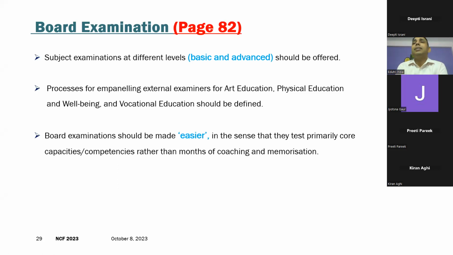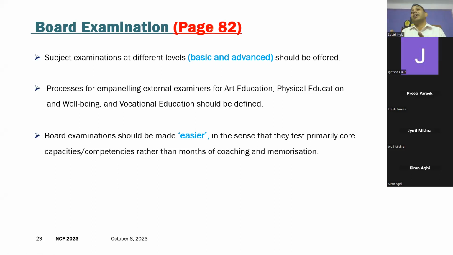Again, they are saying this is very important. For every subject, there will be 2 levels. You know, nowadays in mathematics, in class 10th, we have two mathematics. Can anyone tell me which are the two mathematics in class 10? Standard and basic. Now they are saying there will be basic physics and advanced physics. There will be basic mathematics and advanced mathematics. There will be basic accountancy and advanced accountancy. There will be basic business study and advanced business study.